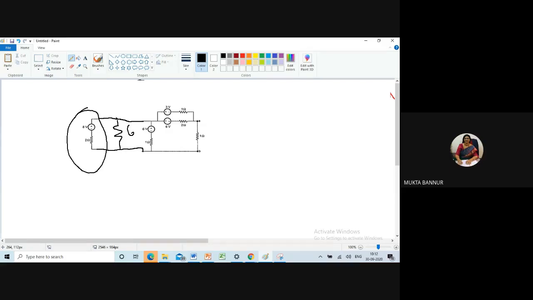You cannot add these two resistors. These two resistors are neither in parallel nor in series. So as to bring them in a pure parallel form, you need to convert this voltage source into an equivalent current source.